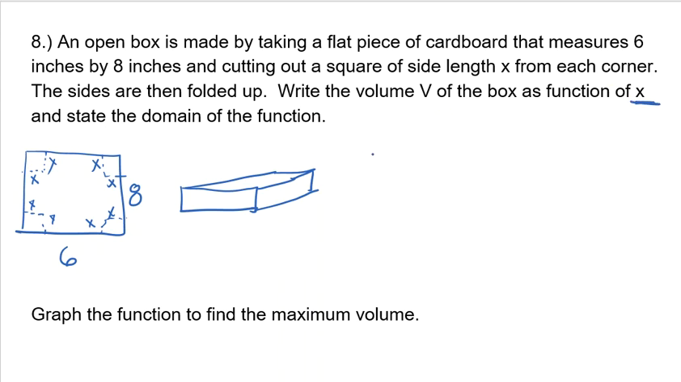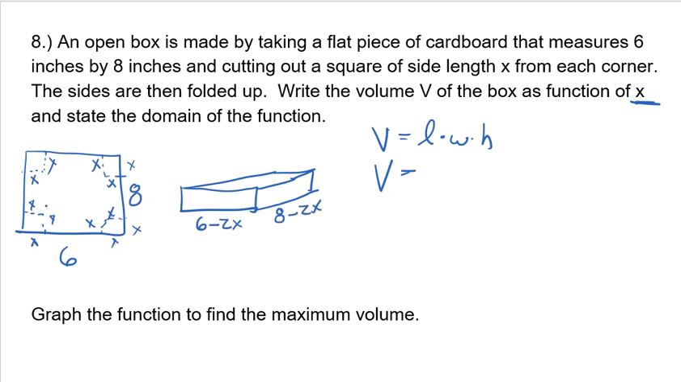Okay, now it says, write the volume of the box as a function of x and state the domain. Okay, well, let's see here. So volume of a box is length times width times height. Okay, but that's 3 variables. I need all x's. So let's see here. So the side that was 6, I'm going to take out x from each side. So that is now 6 minus 2x. The length, which was originally 8, but again, I cut out x from each side, is now 8 minus 2x.